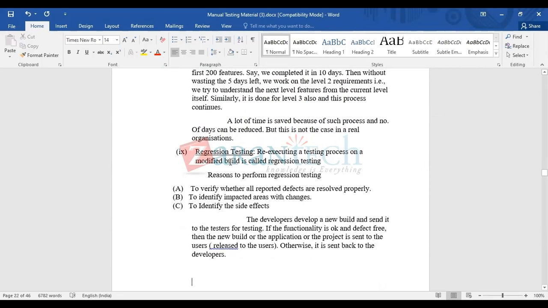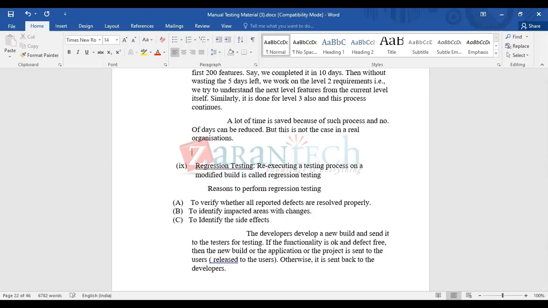And then regression testing. What is retesting? Already we have done it, yesterday itself. Now we are verifying what regression testing is. What makes the difference between retesting and regression testing? It is a very, very important question.